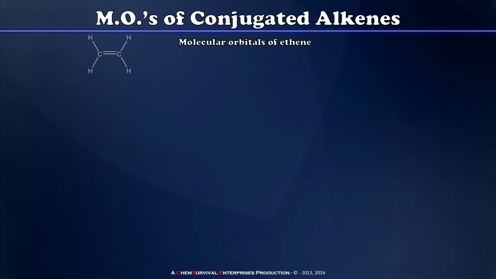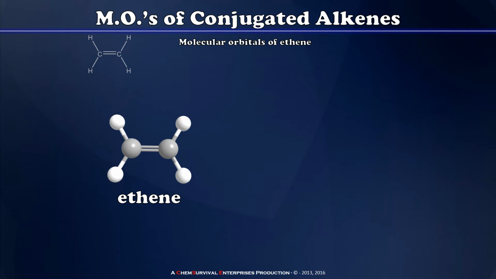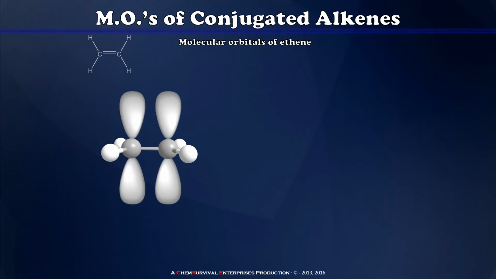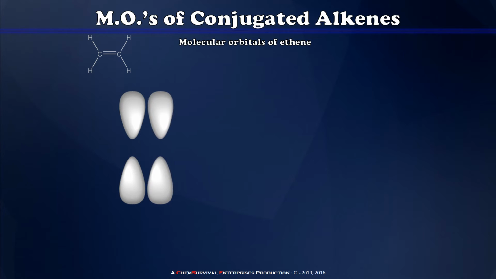Let's begin with the simplest alkene possible, the molecule ethene, two carbons joined by a pi bond. I can draw this in a three-dimensional representation as such. And if I'm really interested in looking at the pi molecular orbital system, I'm going to have to turn this molecule on its side. So let's do that. When I do that and I place the p atomic orbitals in place, we can see that we have two potential overlapping orbitals here.